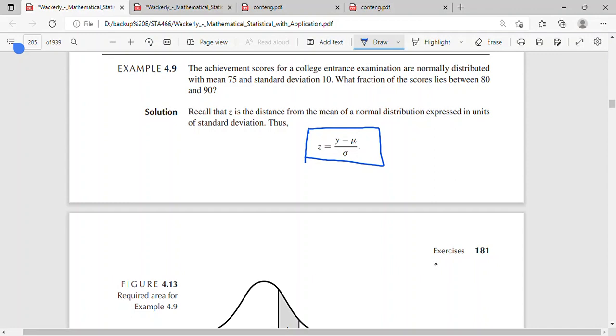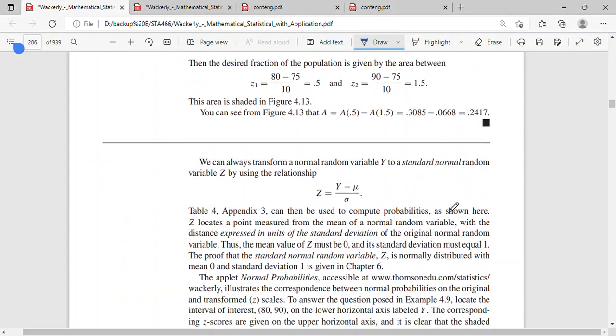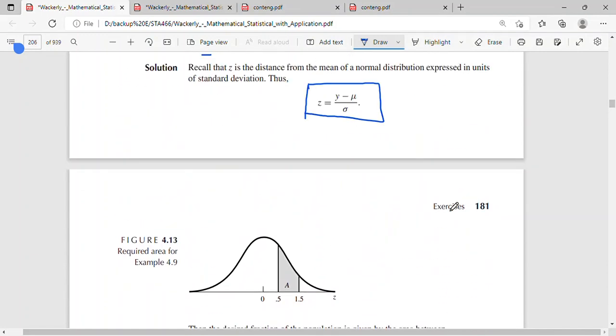Standard deviation. Okay, for example, the achievement score for a college entrance examination are normally distributed. Bagi tahu normally distributed, not standard normal, normally distributed with mean 75 and standard deviation 10. What fraction of the cohort lies between 80 and 90. What fraction maksudnya? Nak cari probability lah. Fraction ataupun proportion. Itu nak cari nilai probability.